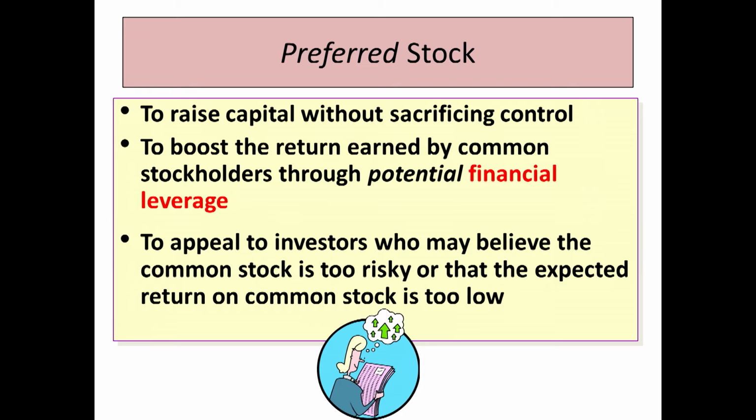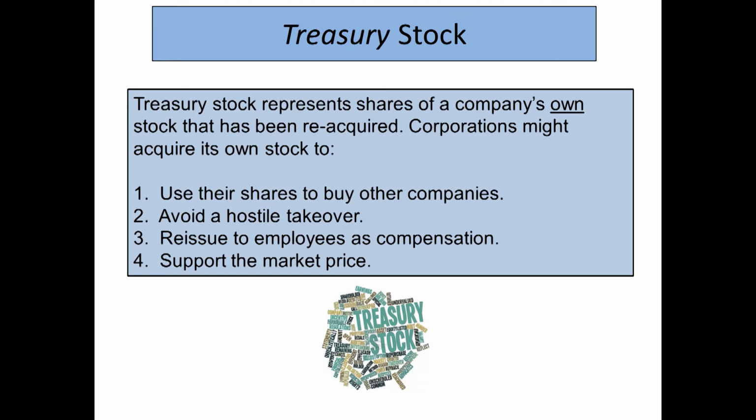Okay, now we're going to move on to something called treasury stock. What is treasury stock? Treasury stock represents shares of a company's own stock that has been reacquired. Okay? Now, why might a company buy its own stock back? Regain control. Well, they might regain control. They might use those shares to buy other companies, maybe put it into a package where they're going to buy another company.